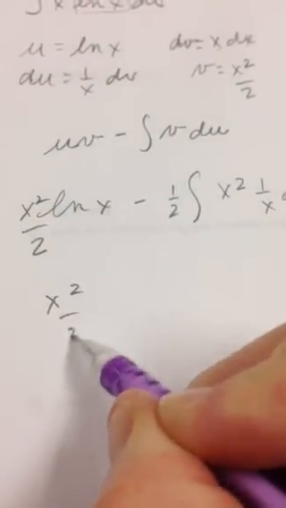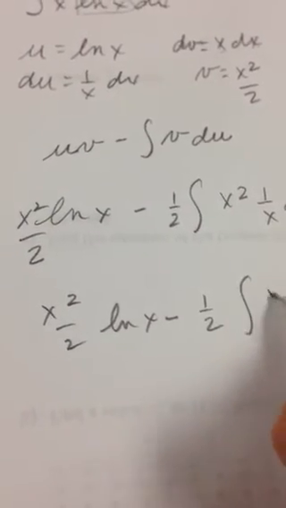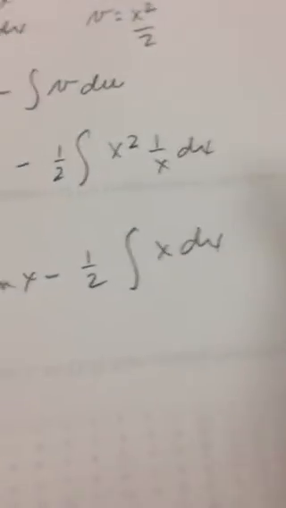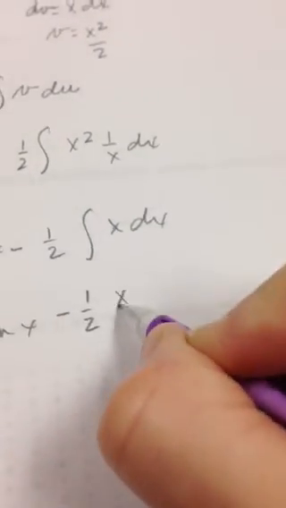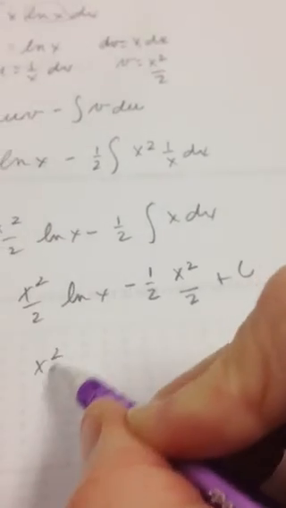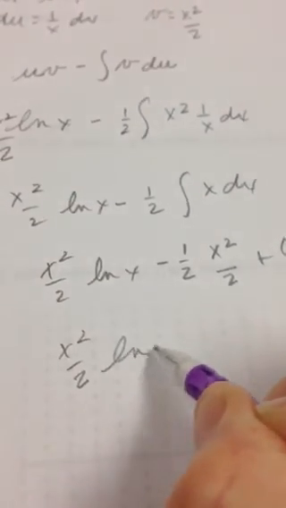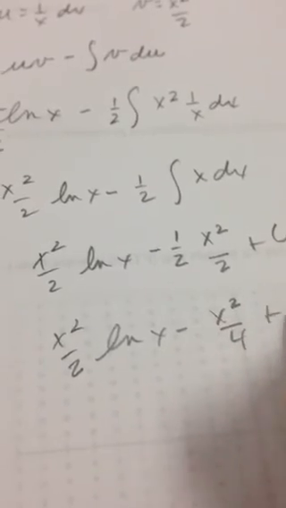I've got x squared over 2 natural log of x minus 1/2 the integral of x dx, simplifying that expression, x squared over 2 natural log of x minus 1/2 x squared over 2 plus c, or x squared over 2 natural log of x minus x squared over 4 plus c.